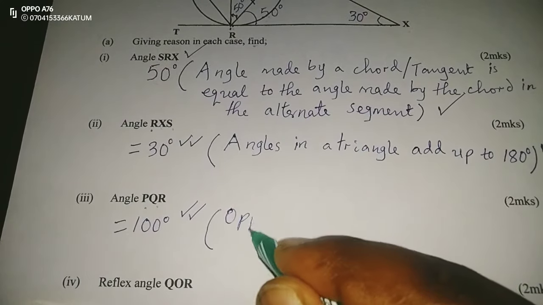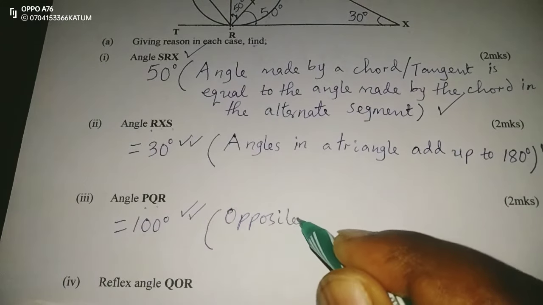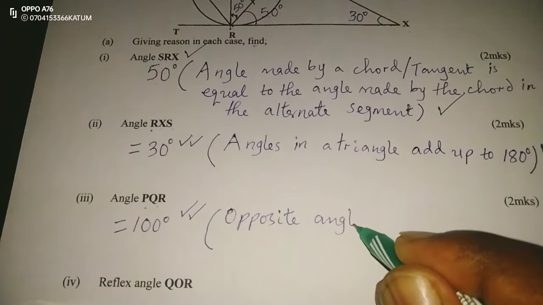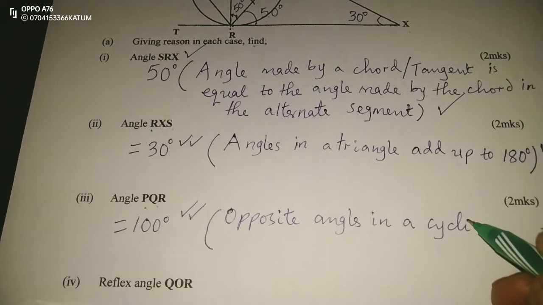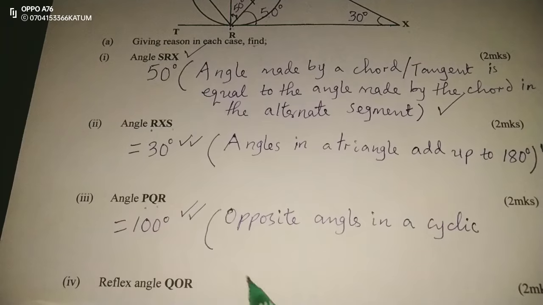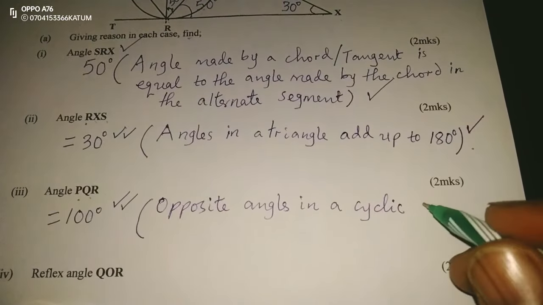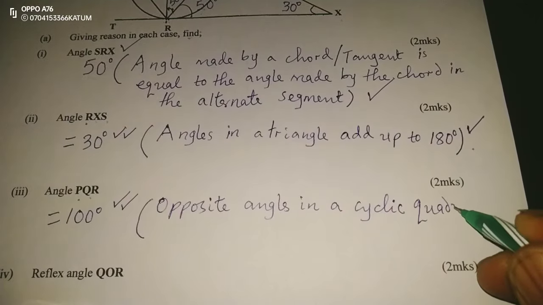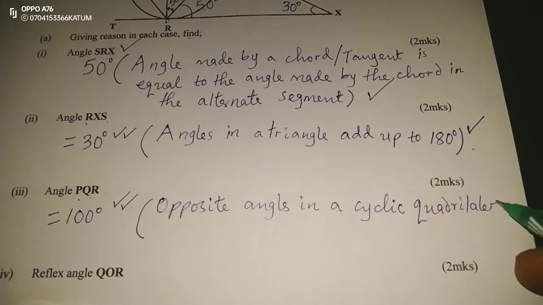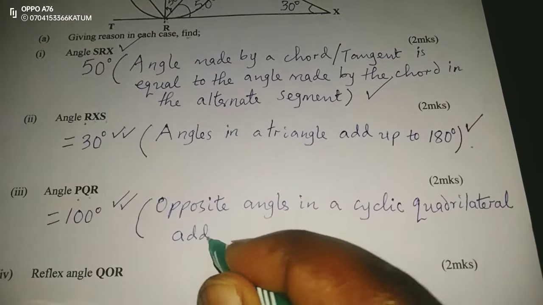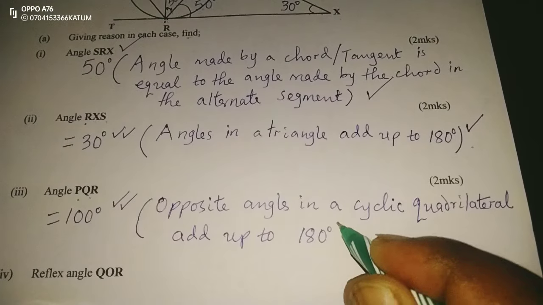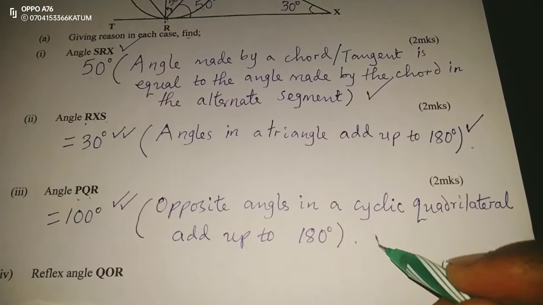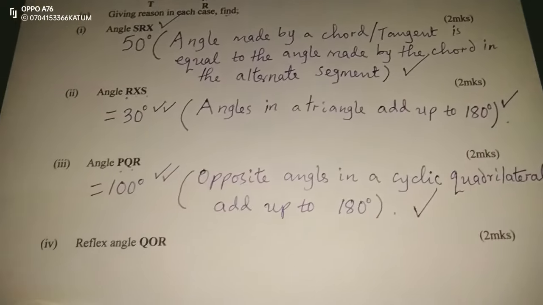Opposite angles in a cyclic quadrilateral add up to 180 degrees. This is where the second score goes.